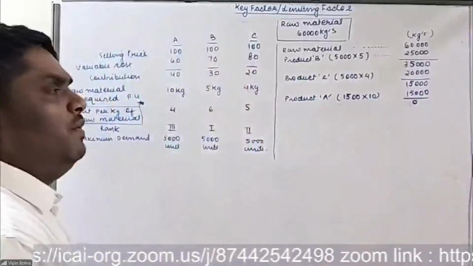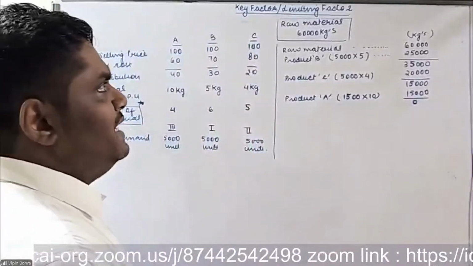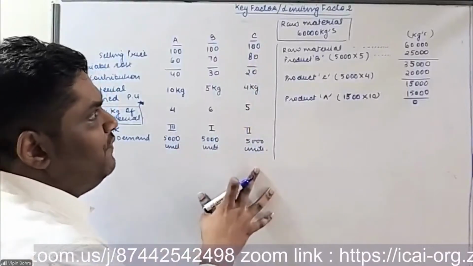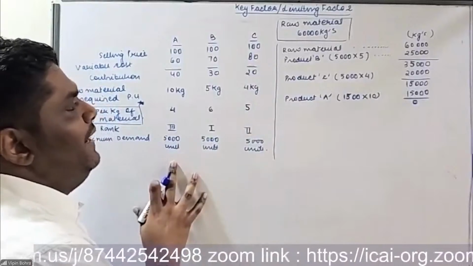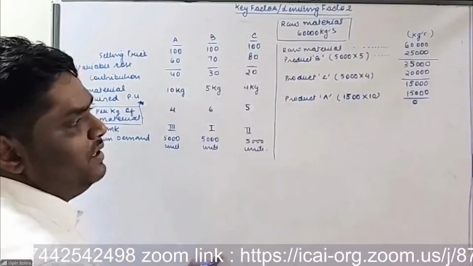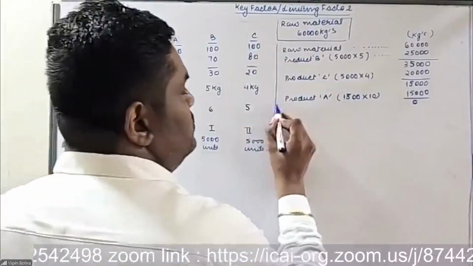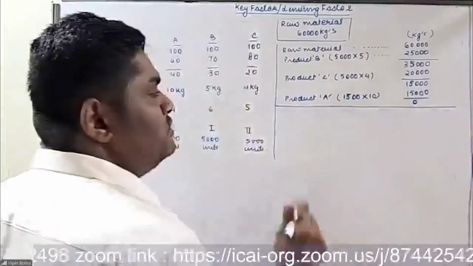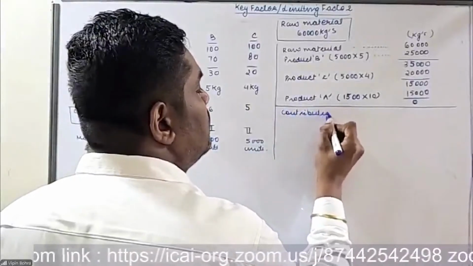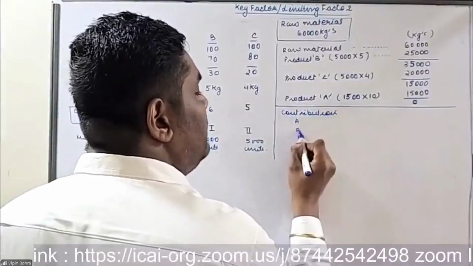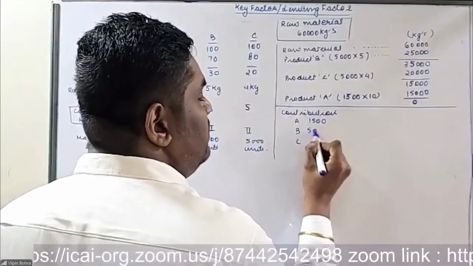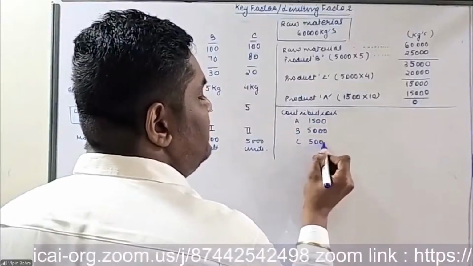So this is how this raw material of 60,000 kgs will be utilized, wherein we'll manufacture full 5,000 units of product B, thereafter full 5,000 of product C, and only 1,500 units can be manufactured of product A because we have only 60,000 kgs. So in short, we can now calculate the contribution also of product A, product B, and C. So product A 1,500 units were manufactured, product B 5,000, and product C 5,000.